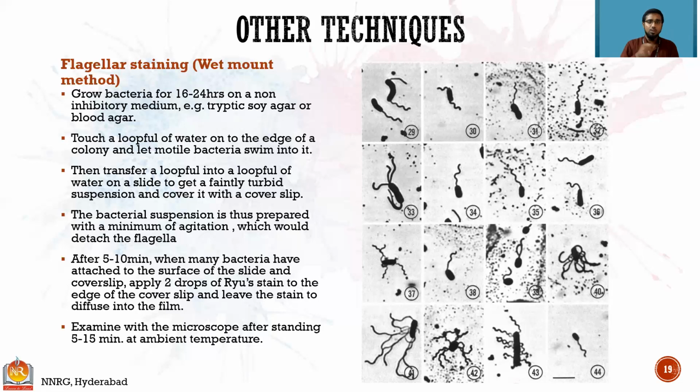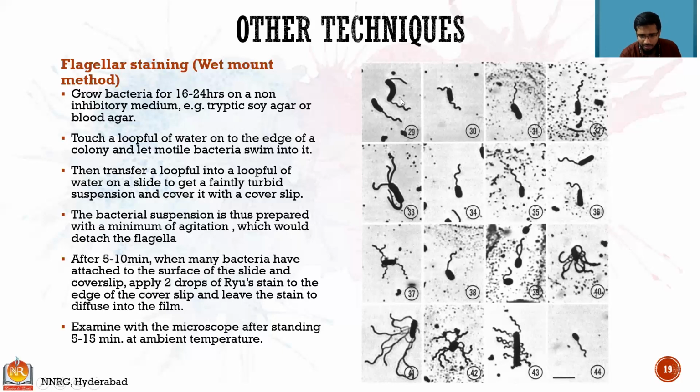This Ryu's stain helps in identifying flagella. If it is one flagellum, two, three, four, it means we can find the type of bacteria having different types or numbers of flagella. Based on that, we can differentiate them into lophotrichous, peritrichous, and so on. So you can see the image on the right side.